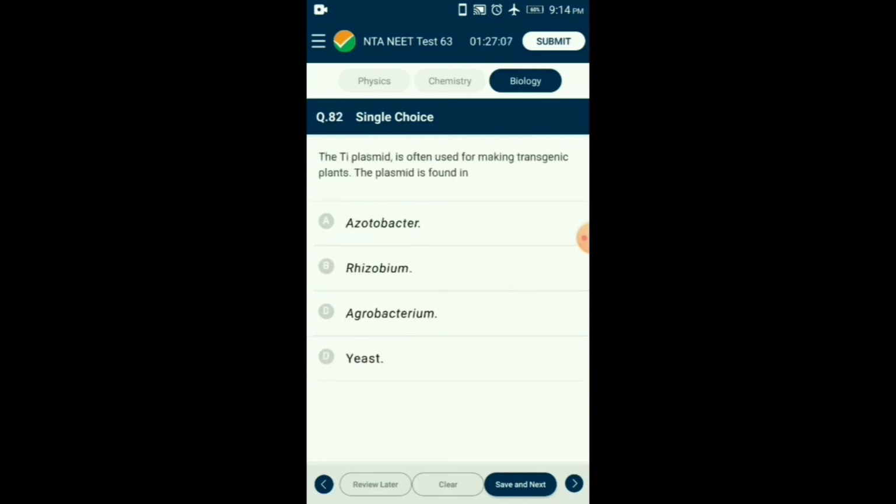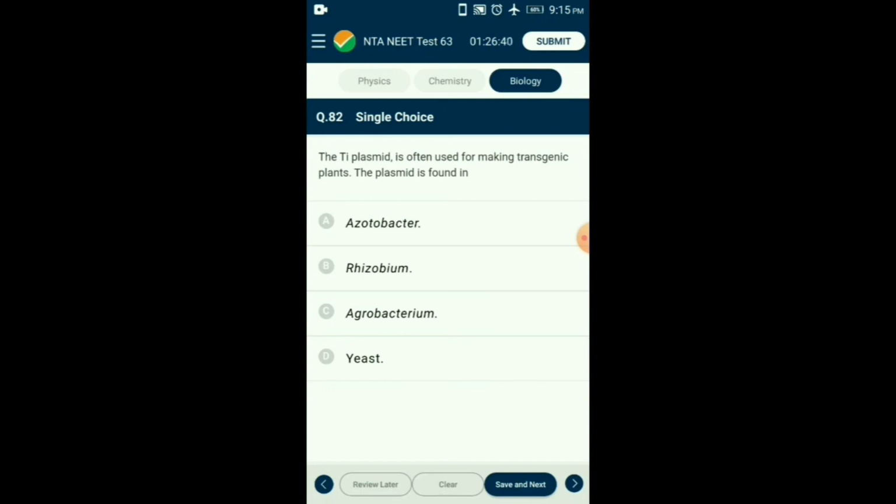Question number 82. The Ti plasmid is often used for making transgenic plants. The Ti plasmid, generally called the tumor-inducing plasmid, is isolated from the soil bacterium Agrobacterium tumefaciens, and is effectively used as a vector for gene transfer to plant cells. The part of the Ti plasmid transferred into plant cell DNA is called T-DNA.